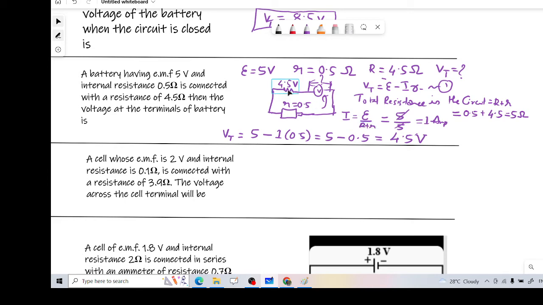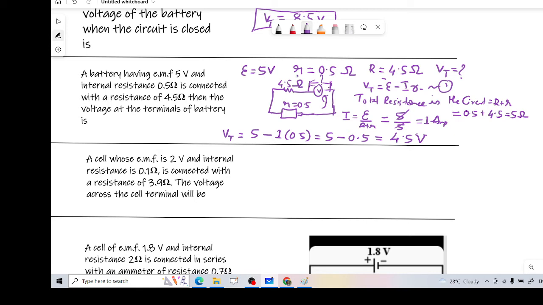So R is the external resistance connected and small r is the internal resistance. Here I have made a mistake. See, instead of ohm I have written 4.5 volt. So this resistor's SI unit is 4.5 ohm.